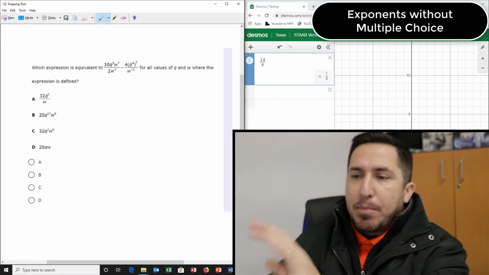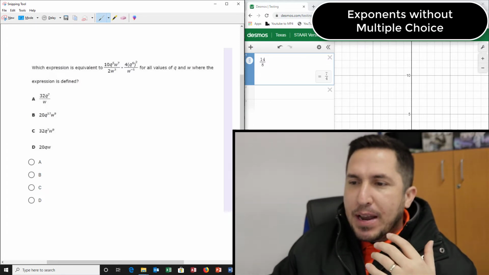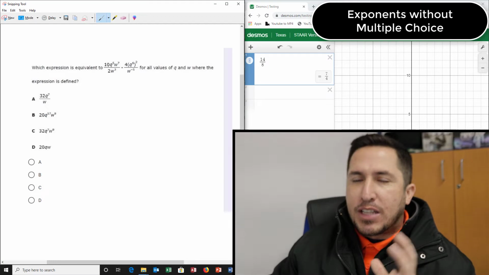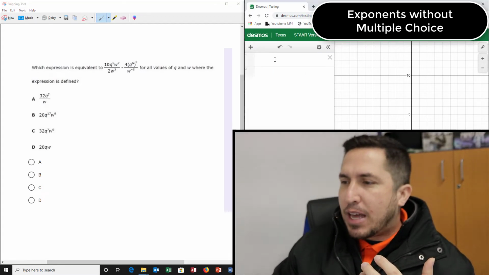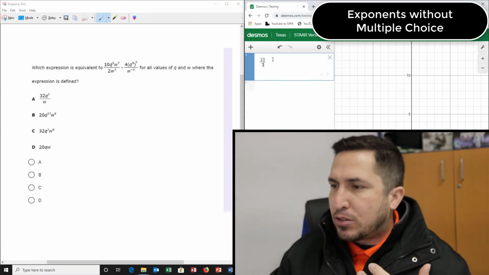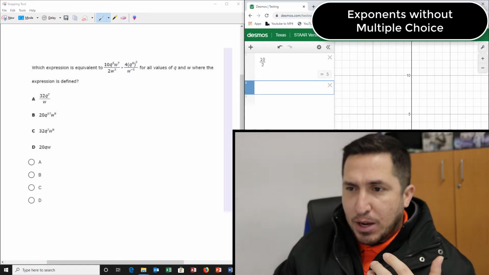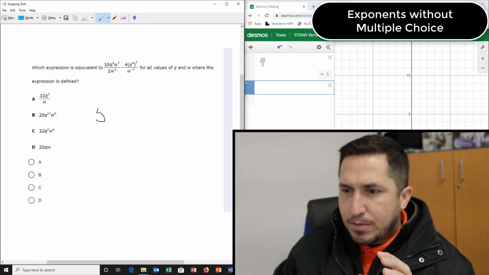All right, here we go. I see a big number over a little number. So that means division. So I'm going to put that in the calculator to see what that gives me. Let's go, 10 divided by 2 gives me a 5. So I know that this big number will turn into a 5.